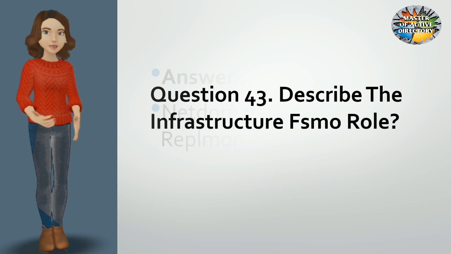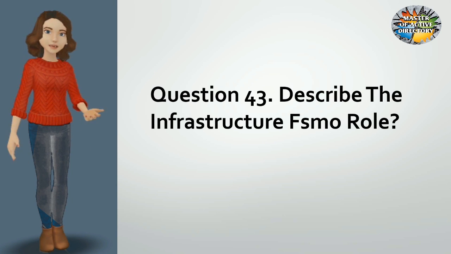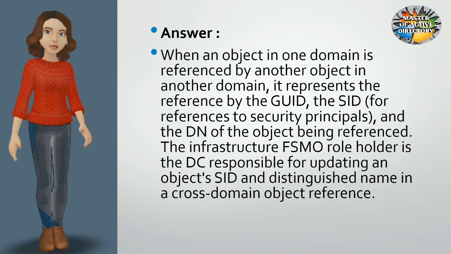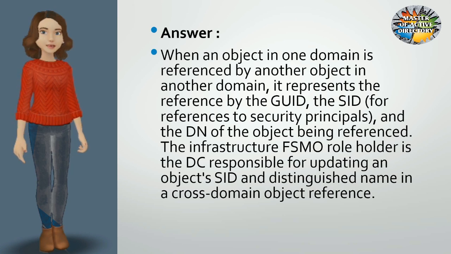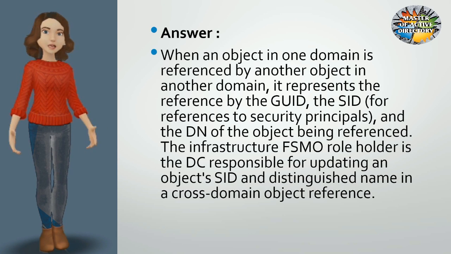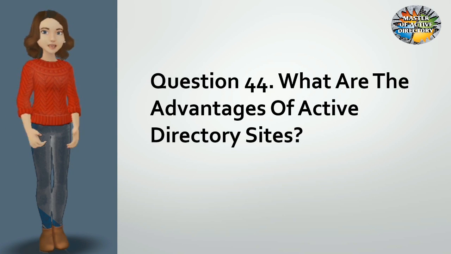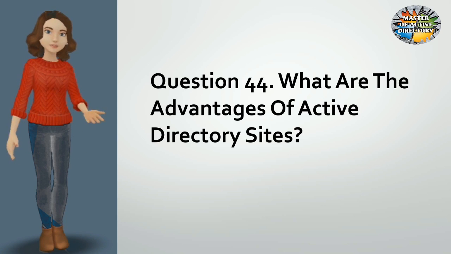Question 43. Describe the infrastructure FSMO role. Answer. When an object in one domain is referenced by another object in another domain, it represents the reference by the GUID, the SID for references to security principals, and the DN of the object being referenced. The infrastructure FSMO role holder is the DC responsible for updating an object's SID and distinguished name in a cross-domain object reference.